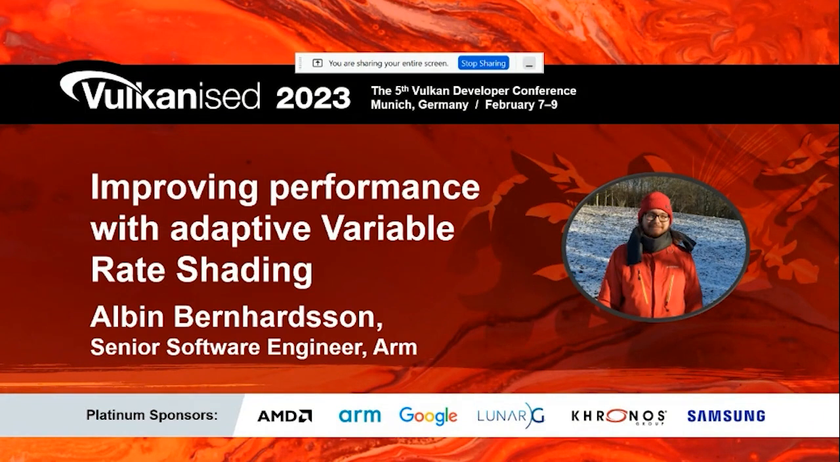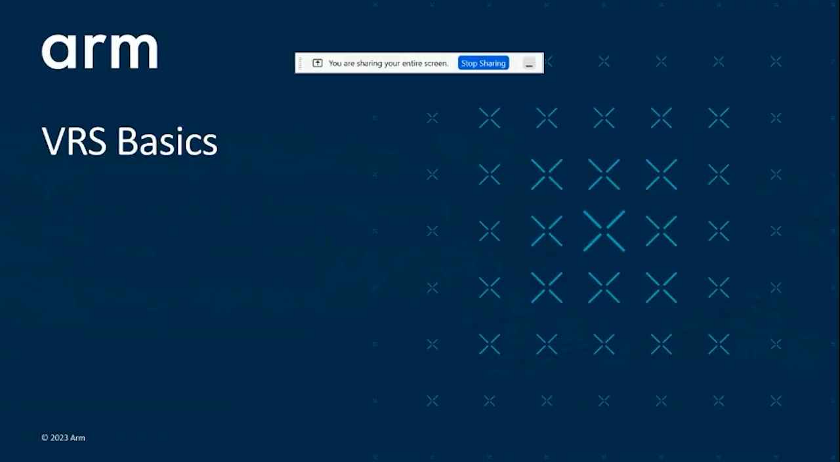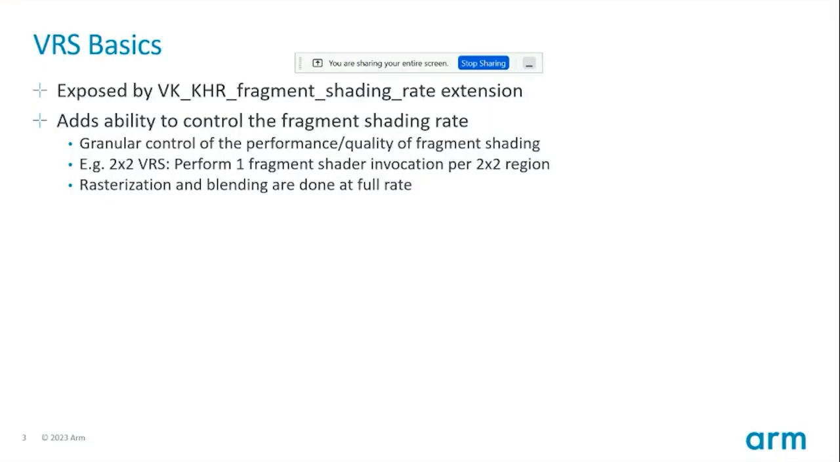So today I will talk about variable rate shading, or VRS for short, and how we can use it to improve our performance. First, let's have a refresher on VRS, or an introduction for those not familiar with it. VRS is exposed in Vulkan through the fragment shading rate extension, and it allows us to control the rate at which fragment shading is performed.